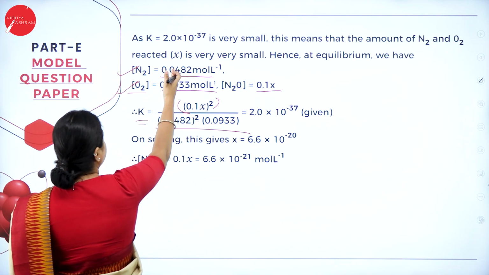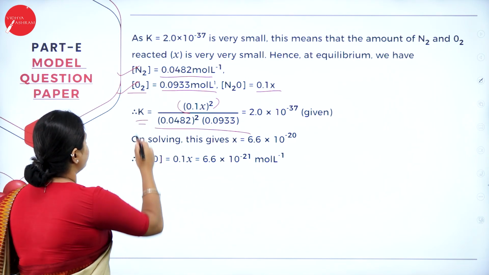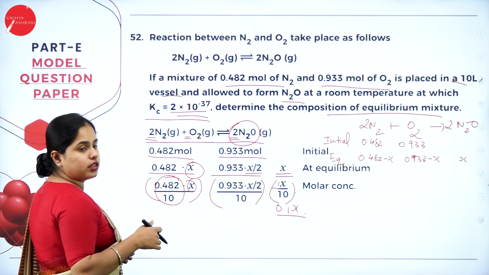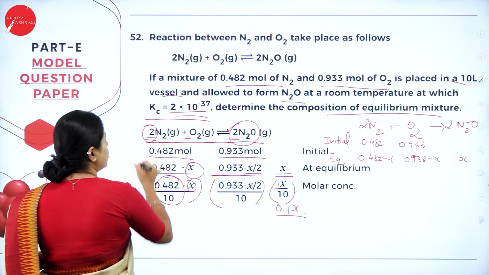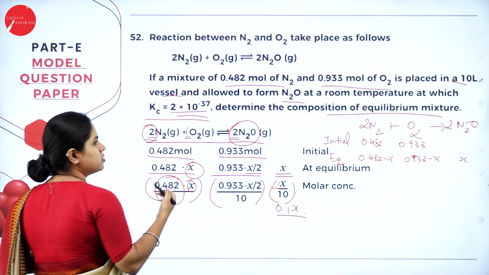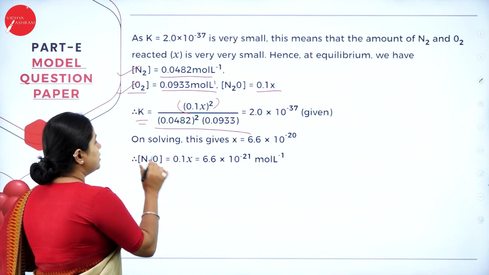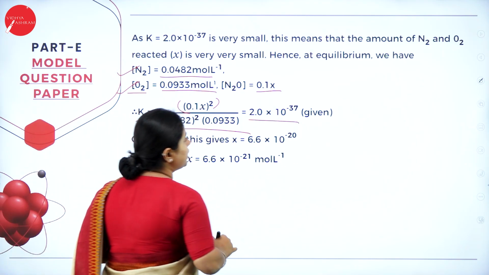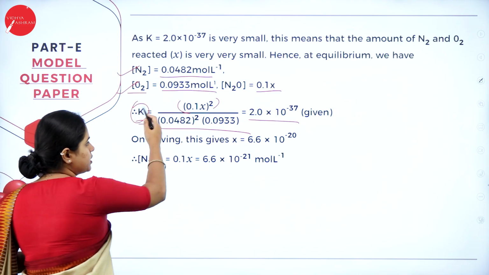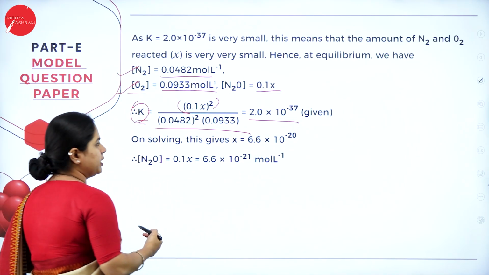Divided by, as already discussed, the molar concentration of nitrogen. It is 0.0482 square. Now again, from where did the square come? See, there are 2 moles of N2. And for oxygen there is no square because the number of moles is just 1. Okay, so now this value will be equal to 2 into 10 to the power minus 37. The Kc value is already given in the question. So this is equal to 2 into 10 to the power minus 37.